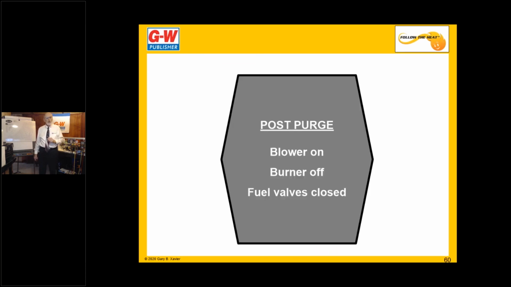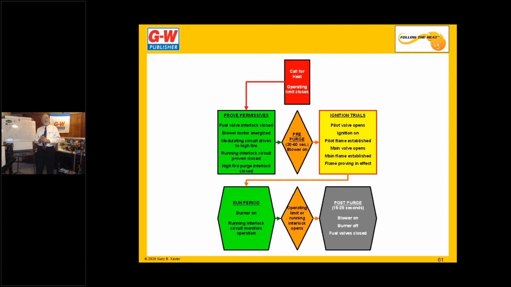Then we go into our post-purge. The fuel valve's closed, the burner's off, the blower stays on. We send air through the furnace and up the stack to make sure there's no unburned fuel. So this is your sequence.